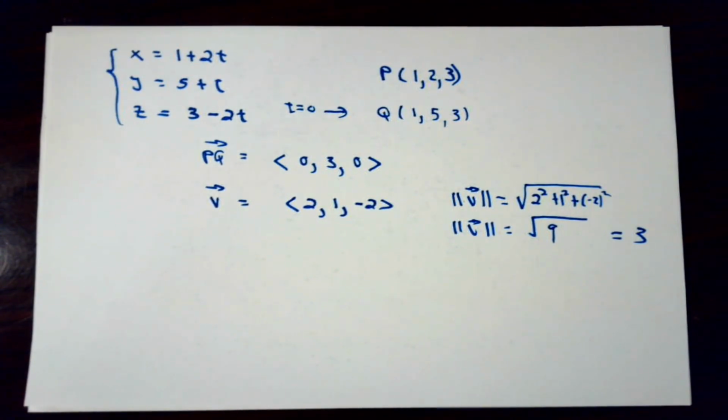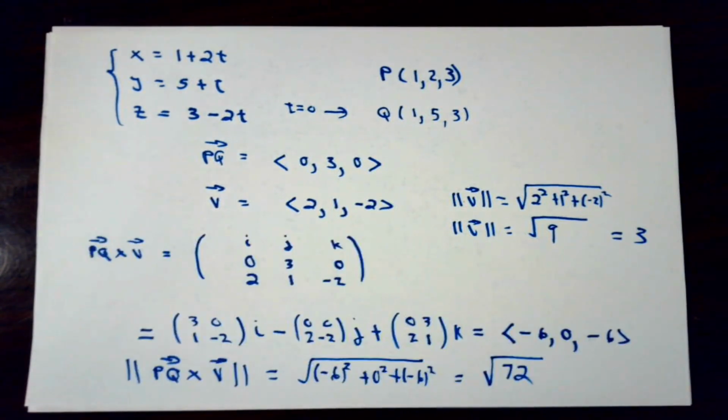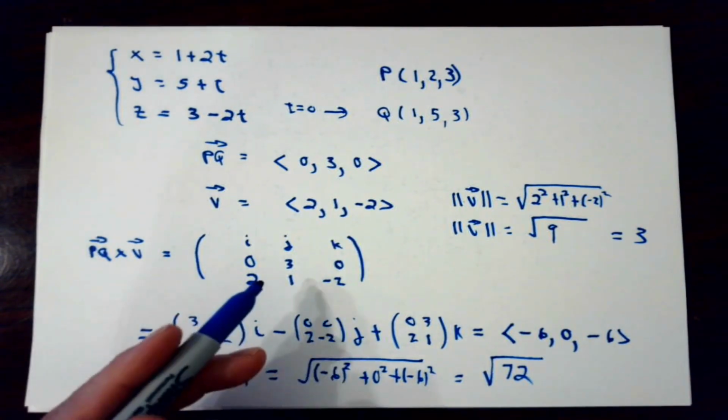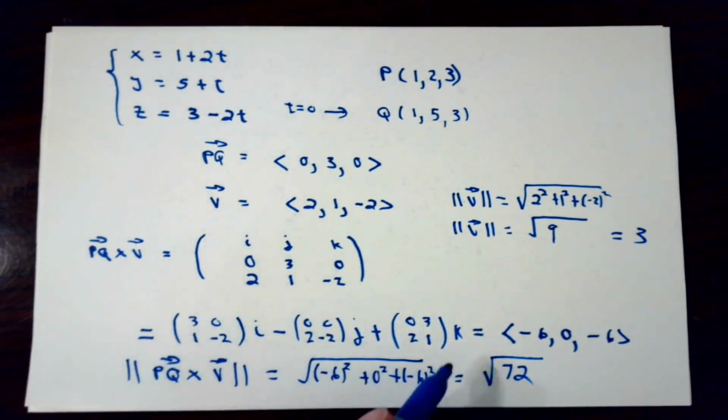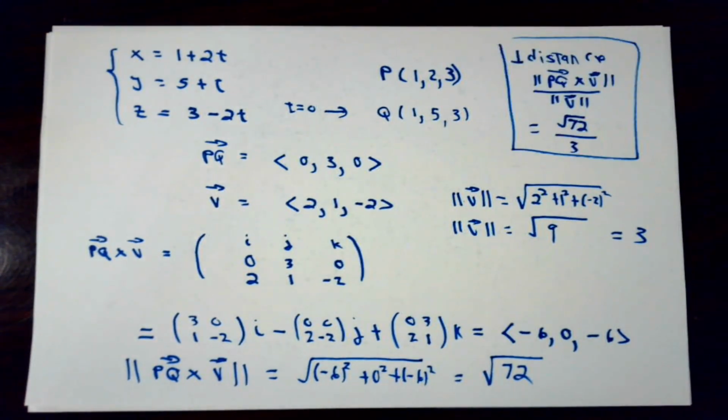The next thing I'll need to do is to calculate the cross product of PQ with vector v, but we've done this sort of thing a number of times, so this should be routine. Then calculate the magnitude of that vector. When you square -6, you get 36, so you'll have 36 plus 0 plus 36. The perpendicular distance is radical 72 divided by 3.